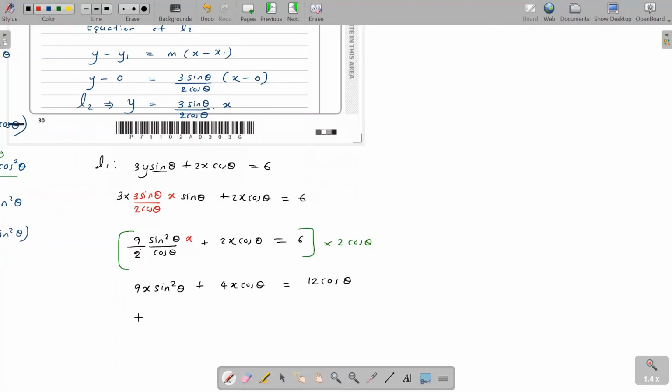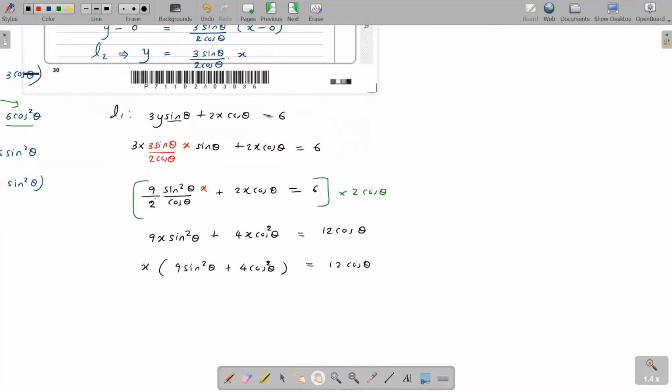So now we can take x out. 9 sine square theta plus 4 cos square theta, yeah, 2x cos theta into 2 cos theta is 4x cos square theta. So then is there any way that we could simplify this a little bit further?